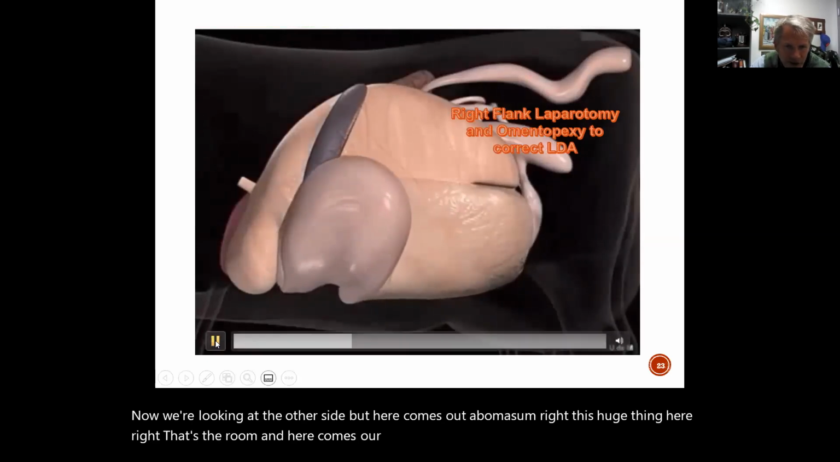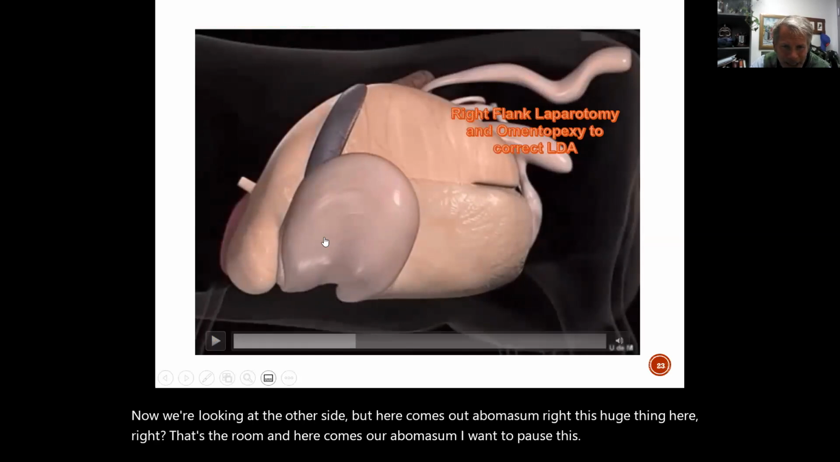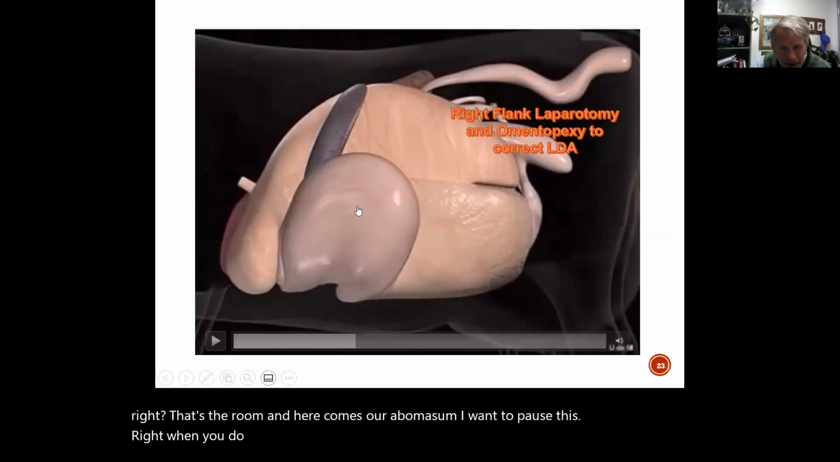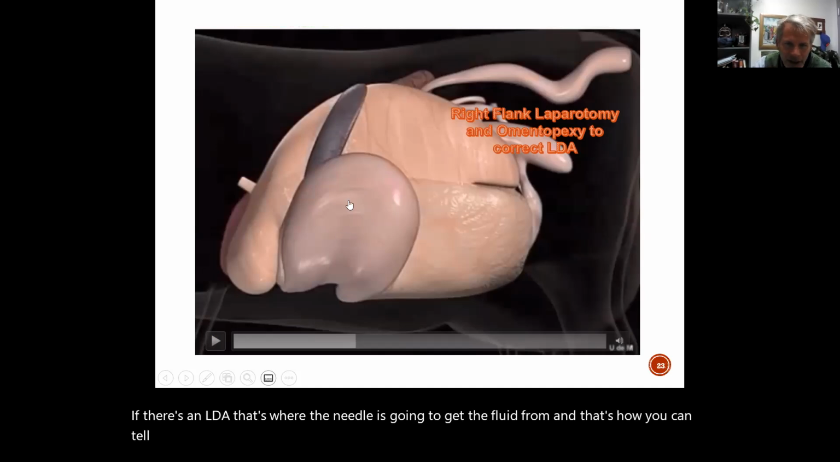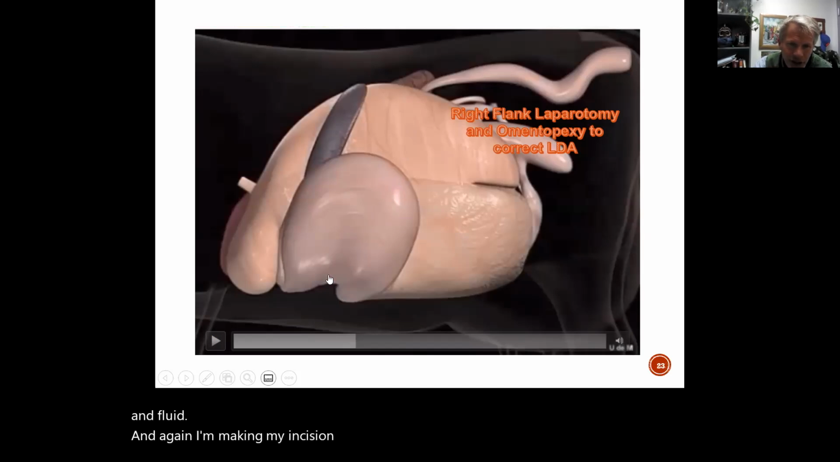I just want to pause this, right? When you do the ping test, you stick a needle in. If there's an LDA, that's where the needle is going to get the fluid from, and that's how you can tell, oh, that's the abomasum really is here. If there's no abomasum, then you just get rumen fluid. And again, I'm making my incision here, and I'm pushing this abomasum back.